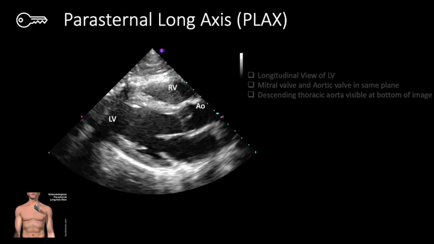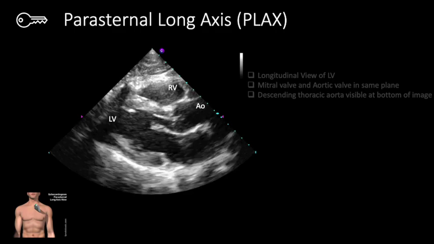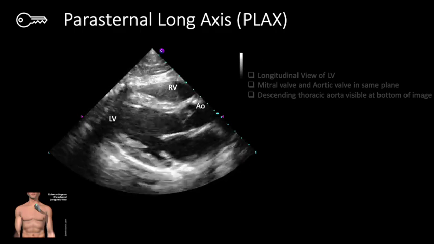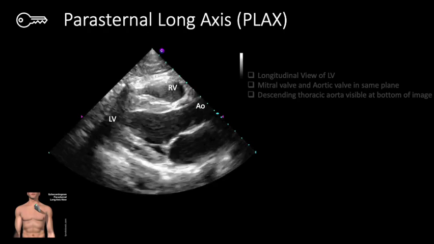Let's start off by reviewing some of the normal anatomy that we see as seen on ultrasound. So you should recognize this view. This is a parasternal long axis view of the heart.